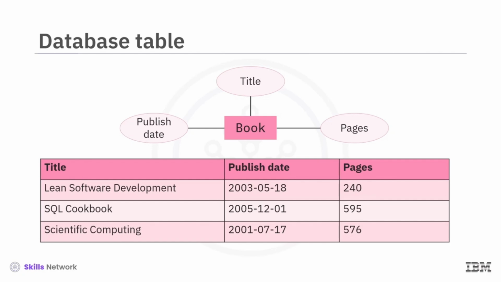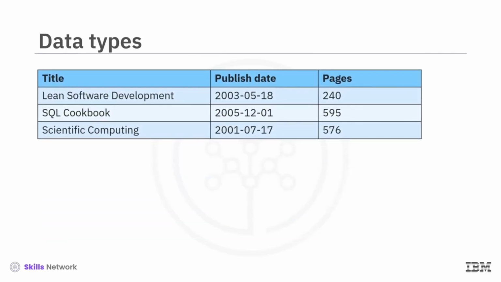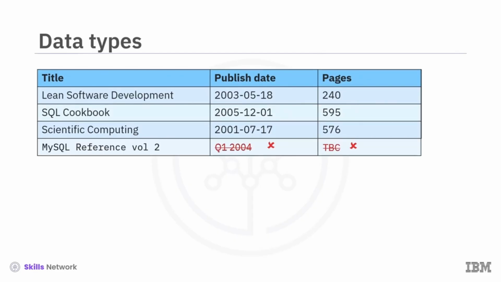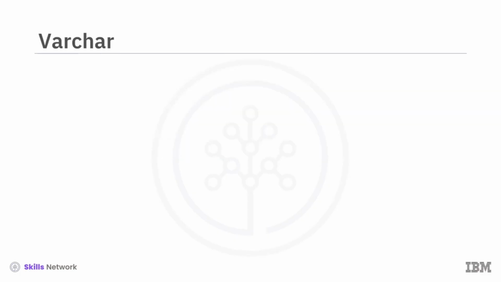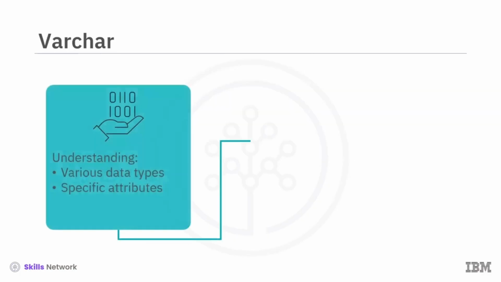We can use this idea to define the type of data or data type that a column can store. The data type you assign to a column controls the data the column can store. For example, a text column can contain alphanumeric data, but a date column can only contain dates in a valid date format, and a numeric column can only contain numbers. When working with databases, understanding various data types and their specific attributes is crucial for effective data management.